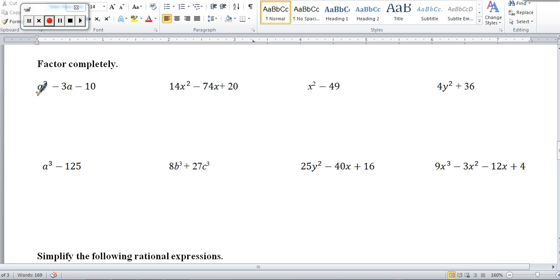So we look at our count. 1, 2, 3. It's a trinomial. So the first thing we do is look at the front and the back to see if they're perfect squares. This is a perfect square, however the negative 10 is not. So we have to go with our guess and check method.